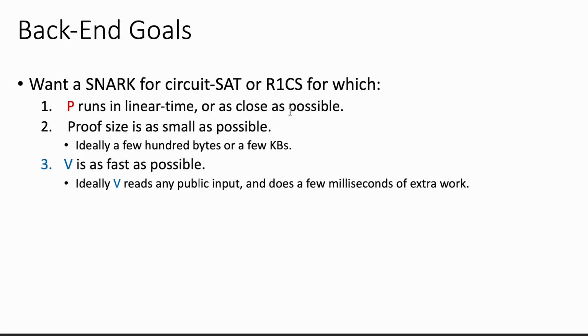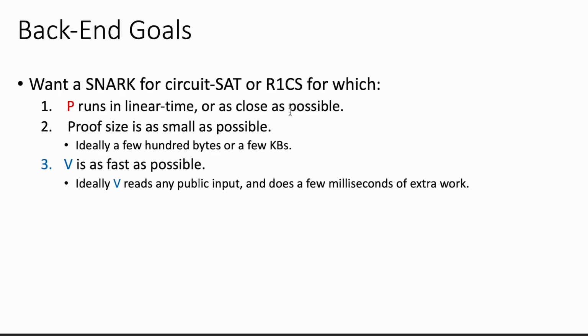Okay, so with all that said, my main focus and my main expertise really is on the back ends. Our back end goals are: we want a SNARK for circuit satisfiability where the prover is not much slower than what it would take to evaluate the circuit gate by gate on the witness, with no guarantee of correctness. That's the best you can hope for, since the prover has to at least convince himself that the witness satisfies the circuit. We also want the proof to be as small as possible.